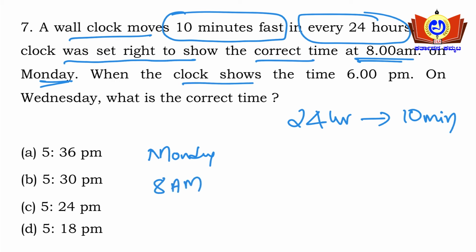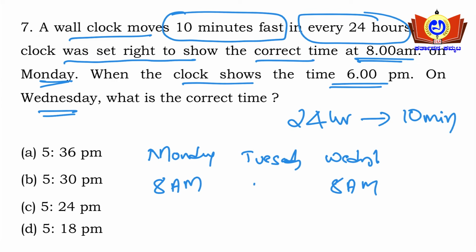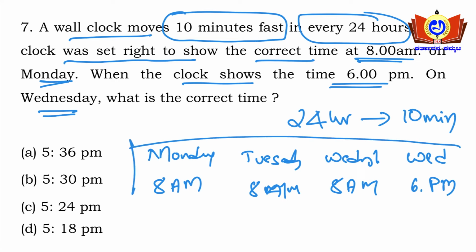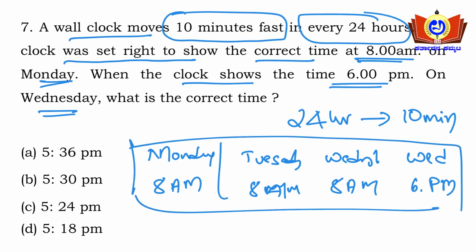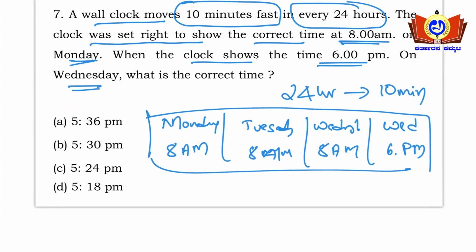When the clock shows time 6 p.m. on Wednesday, so Monday is over, Tuesday is over, and Wednesday 8 a.m. Monday, Tuesday, Wednesday 8 a.m. and Wednesday 6 p.m. Okay, this you need to take care of. 8 a.m. Wednesday and 6 p.m. Okay, when the clock shows the time 6 p.m. on Wednesday, what is the correct time actually?